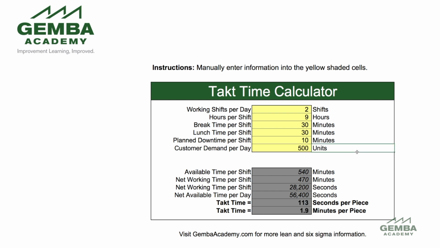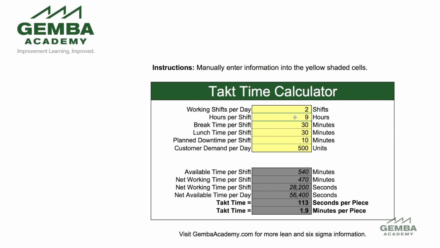When we do that, you'll see that the calculator automatically works out your available time per shift. In this case, it's 540 minutes. We have net working time per shift of 470 minutes, so it's just subtracting the break time and the planned downtime. We convert all this into seconds, and then the takt time, which again is net available time over demand, T over D, works out to be 113 seconds per piece, or 1.9 minutes per piece.